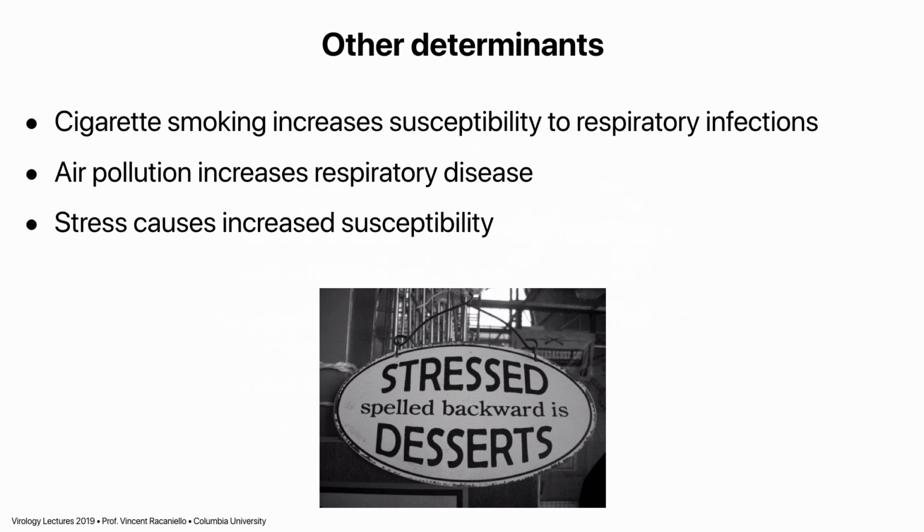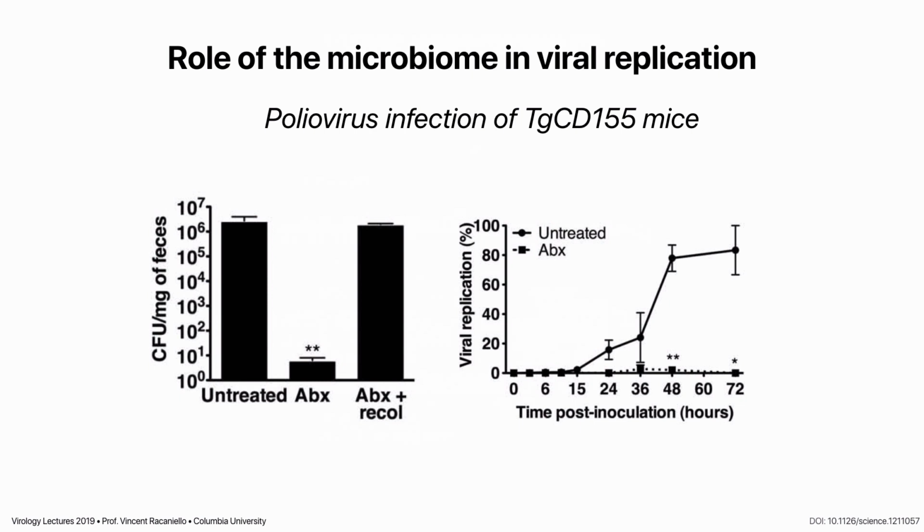Some other determinants. Cigarette smoking increases your susceptibility to respiratory infections. Air pollution, if you live in a city with a lot of air pollution. New York City has been cleaned up in the last 20 years, it's pretty good, but there are other cities that are not, with a lot more respiratory disease. And of course, stress as well, for reasons we don't really understand. And I love this sign, right? Stress spelled backward is desserts. I don't know what it has to do with viruses, but it's fun anyway. And lastly, something we have to remember is our microbiome, and in fact, our virome as well.